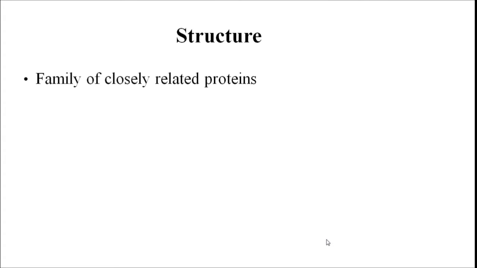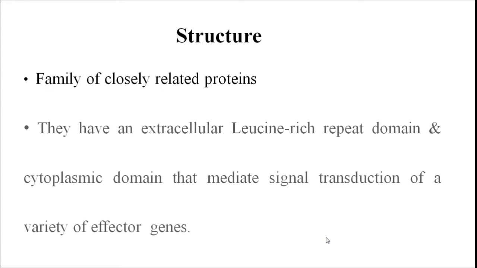Let's see the structure of this toll-like receptor. The families of this toll-like receptor have closely related proteins. In this case also, they have an extracellular domain and a cytosolic domain. The extracellular domain of this toll-like receptor consists of a leucine-rich repeat domain, while the cytosolic or cytoplasmic domain is involved in the signal transduction of different effector genes.